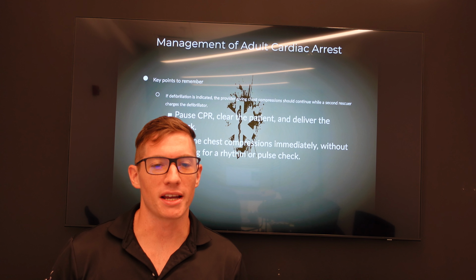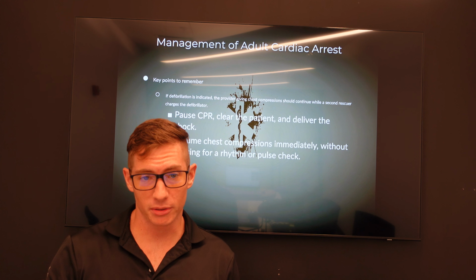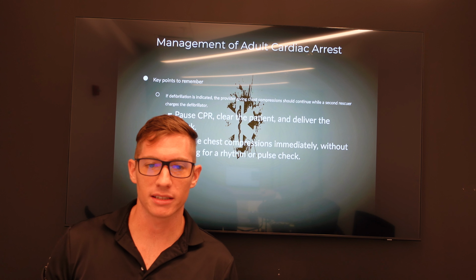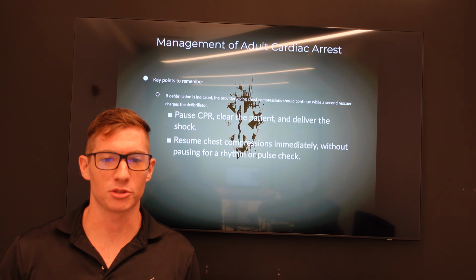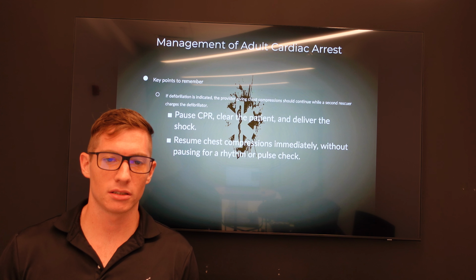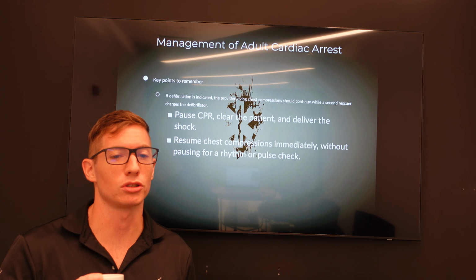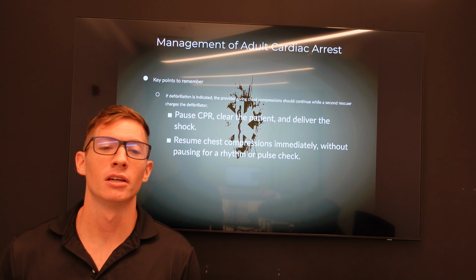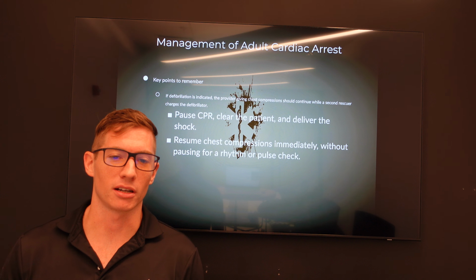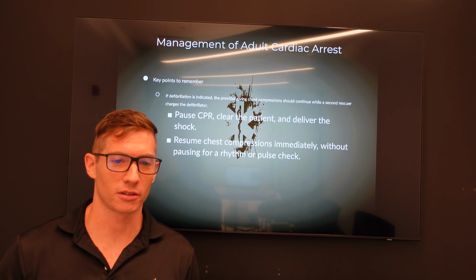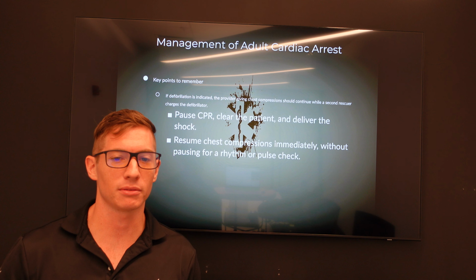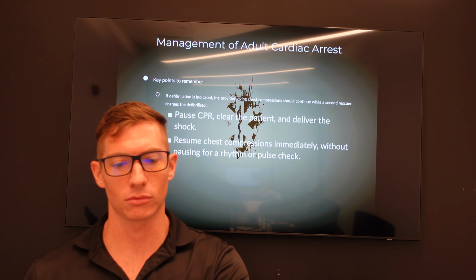Key points to remember: if defibrillation is indicated when the provider is giving chest compressions, giving chest compressions should continue while a second rescuer charges the defibrillator. Then pause the CPR, clear the patient, and deliver the shock. Resume chest compressions immediately without pausing for a rhythm or pulse check.